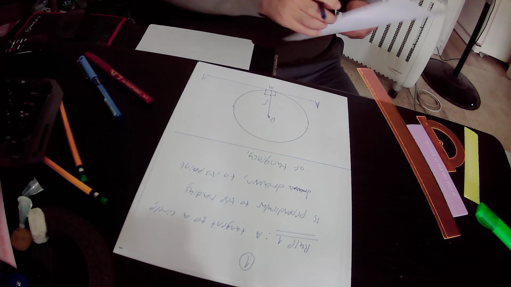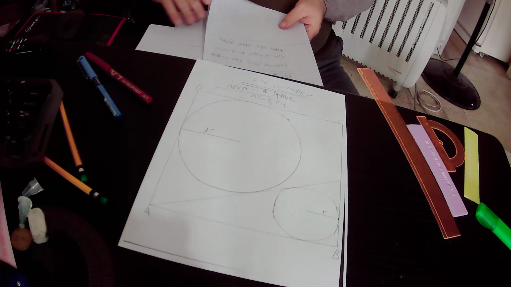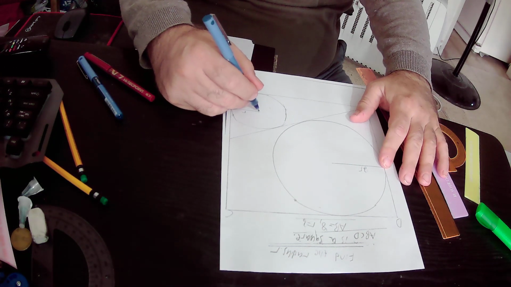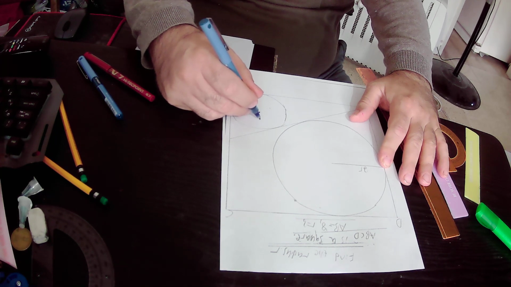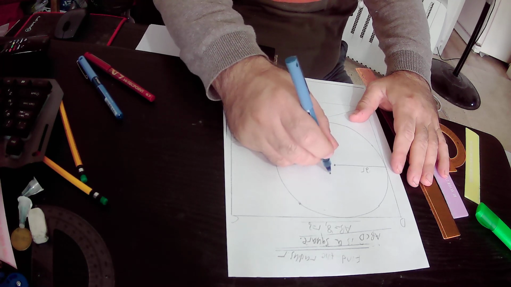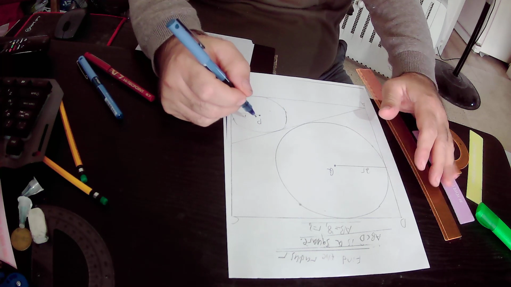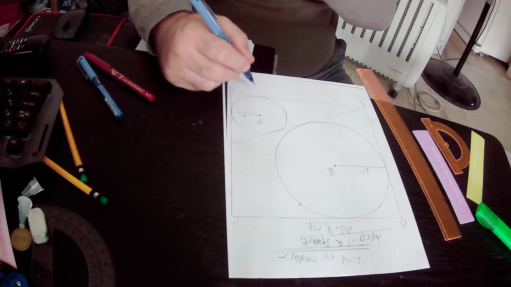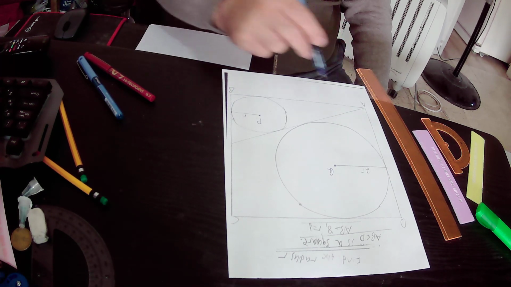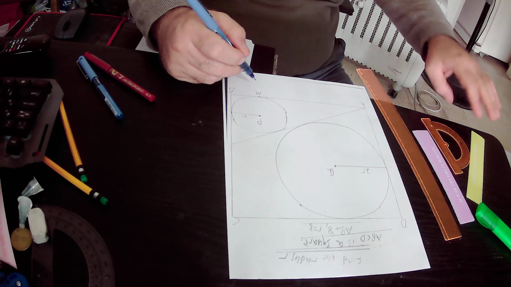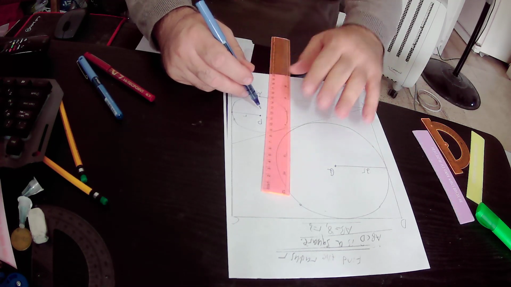So let's define the center of the small circle as point P, and we will define the center of the big circle as point Q, and then we will define the touching point between tangent AB and the small circle as point M, and we will draw a radius from point P to point M.